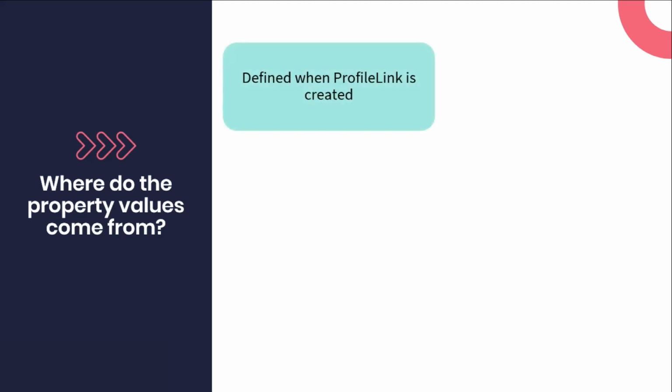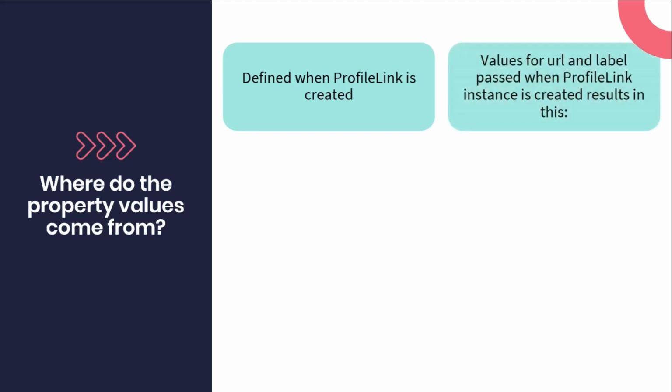And you may be asking, where do the property values come from? They are defined when the ProfileLink is created, that is, in the component that creates ProfileLink. For example, this is how the values for url and label are passed when a ProfileLink instance is created, which results in the render of the A tag with those values.